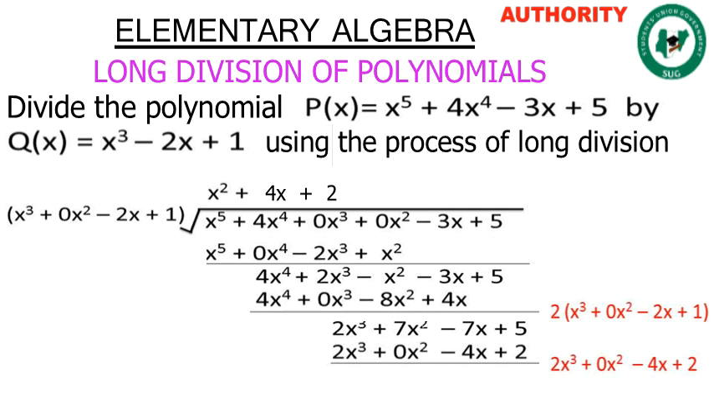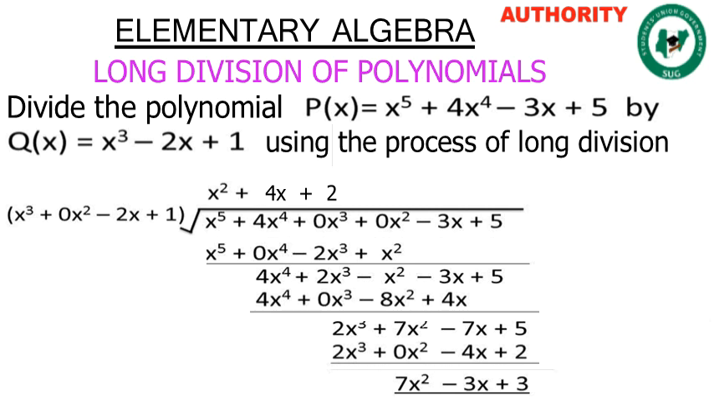When we write it, we also perform subtraction. 2x cubed minus 2x cubed is equal to 0. Then 7x squared minus 0x squared gives us 7x squared. Now minus 7x minus 4x: minus 7x plus 4x gives us minus 3x. And then 5 minus 2 gives us 3. So we have 7x squared minus 3x plus 3. This 7x squared cannot divide x cubed again. It cannot go, so we stop here.